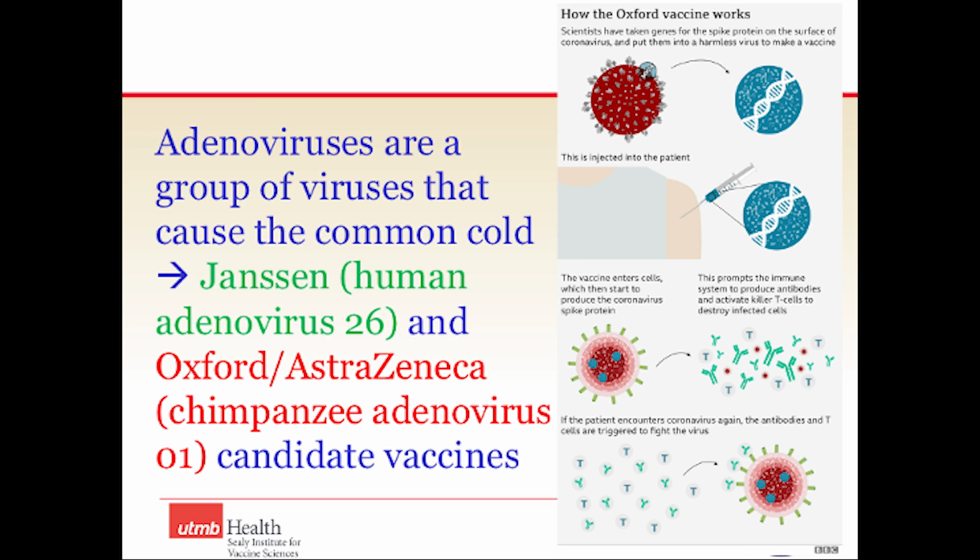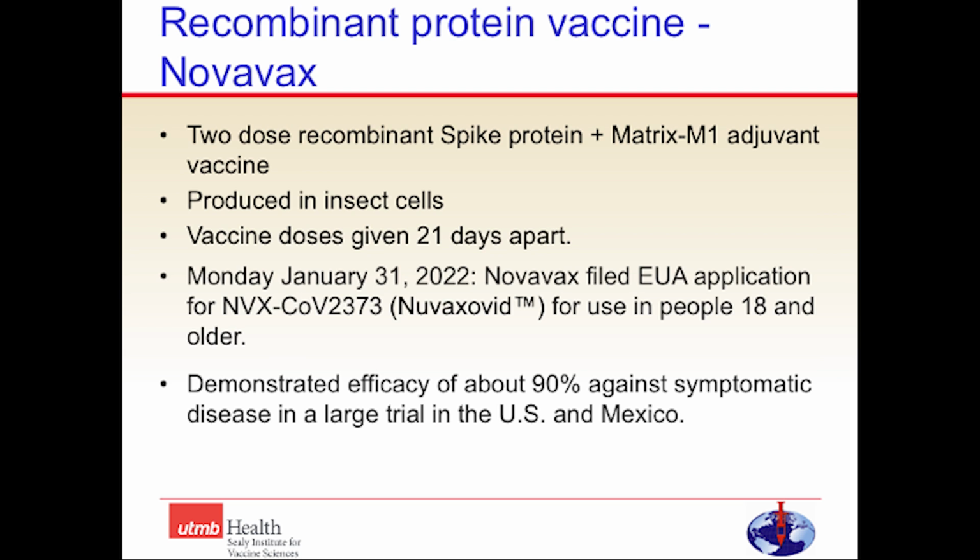and that's how you get your vaccine to work. The chimpanzee adeno has been up for approval for some time, but has not been so far in the United States. Most recently, we have a recombinant protein vaccine for Novavax. This is 2 doses of a recombinant spike protein with matrix 1 adjuvant, given the protein produced in insect cells, and it's 2 doses 21 days apart.